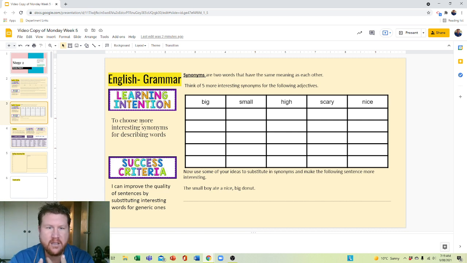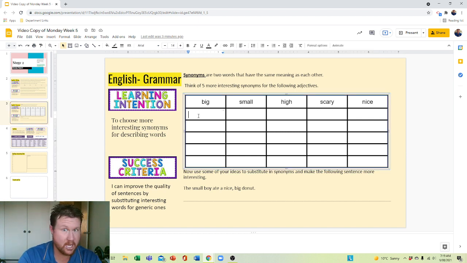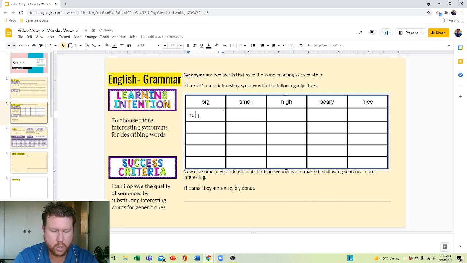Synonyms. Think of 5 interesting synonyms for the following adjectives. 5. Not 3, not 2, not 1, 5. But I don't know 5. Oh, there's big, yeah, it's already there. Enormous, huge. No, that's it, I'm done. I'm good. No. Why would I say no? Write down or type down all the ones you know. Huge, large.